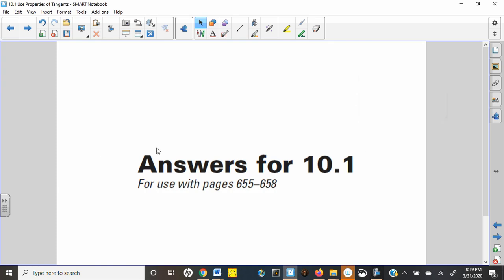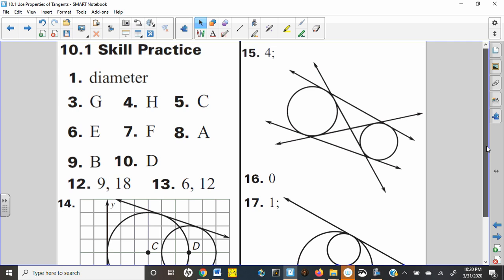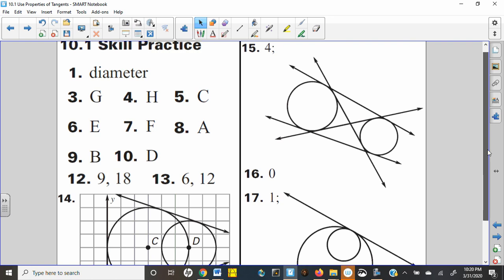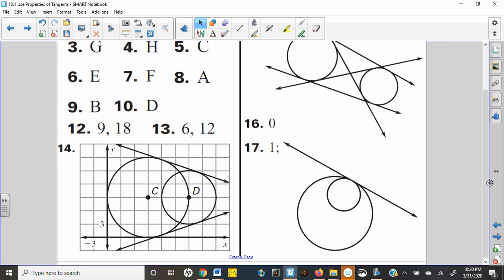All right, homework answers for section 10.1. Here are the first 17, in a kind of weird order, but I think you can follow them. I'll pull this down just a little bit so you can see number 14. Pause it if you need to. Rewind it if you need to. You are in complete control.